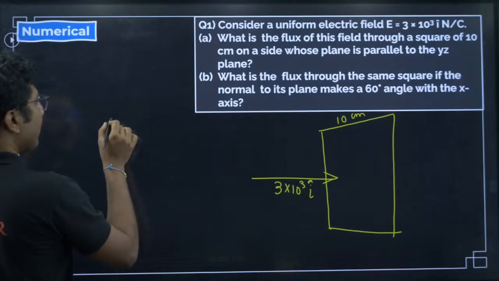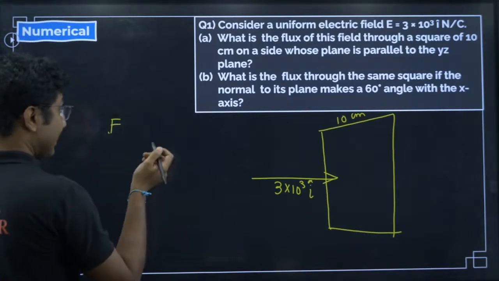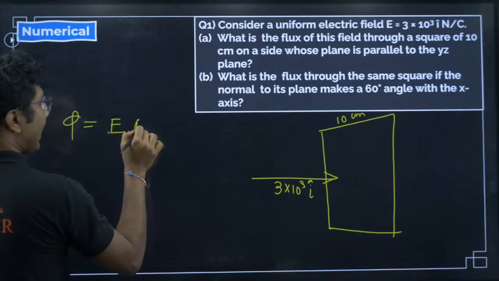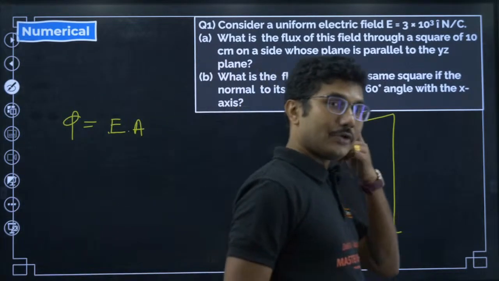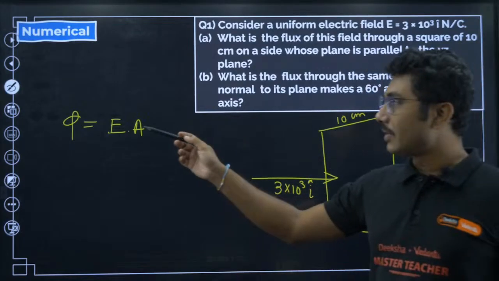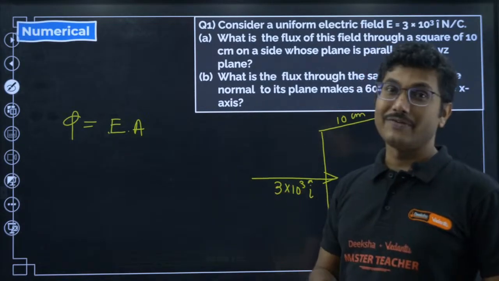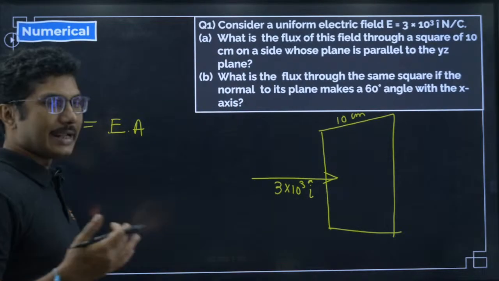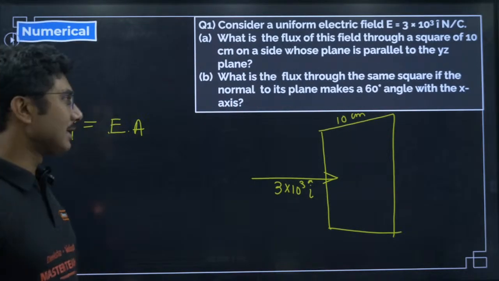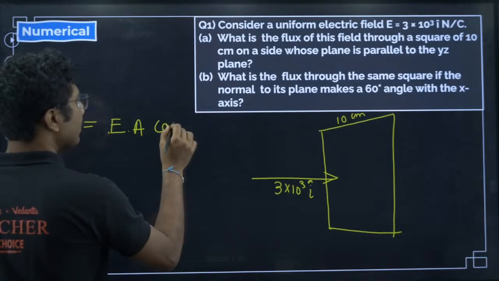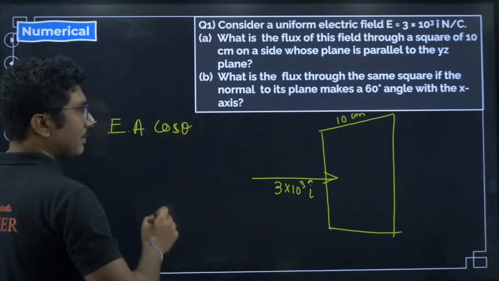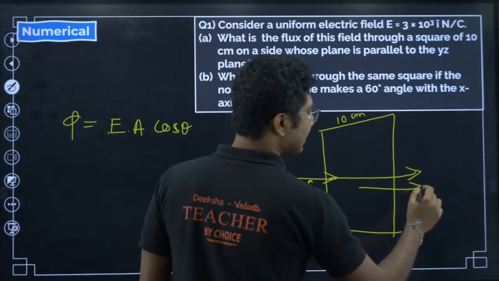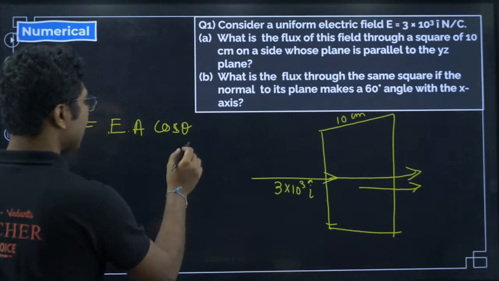So, what is the formula for electric flux? Electric flux is given by E into A. If you remember, electric flux is given by electric field into area, E dot A actually, where E dot A is a vector product. So, E A cos theta is the general case. But in this case, you can see that electric field and area both are in the same direction, so cos theta, theta is 0.